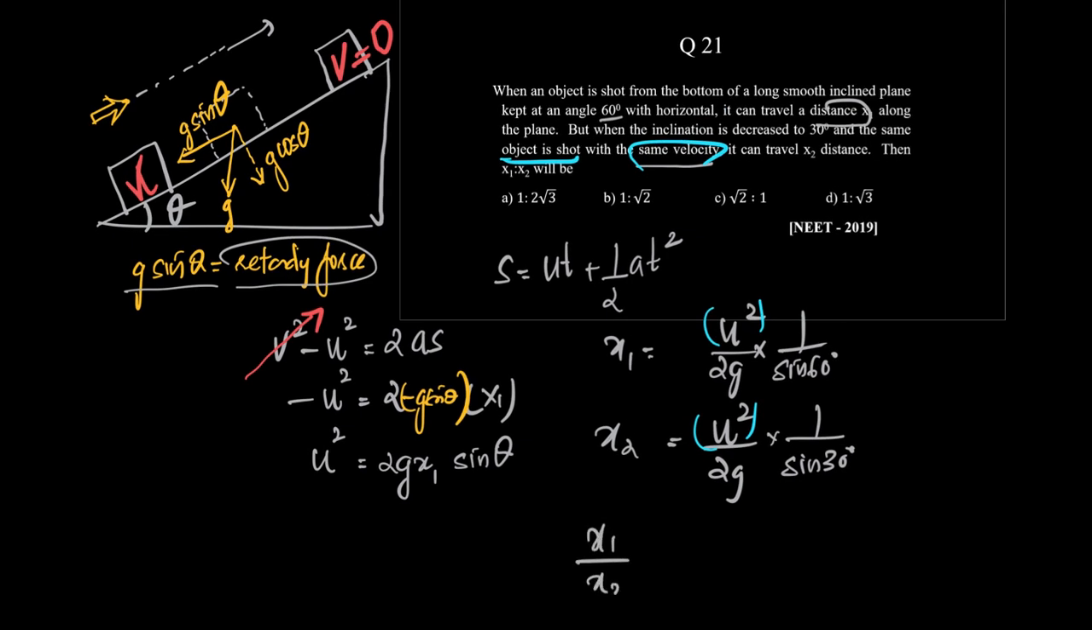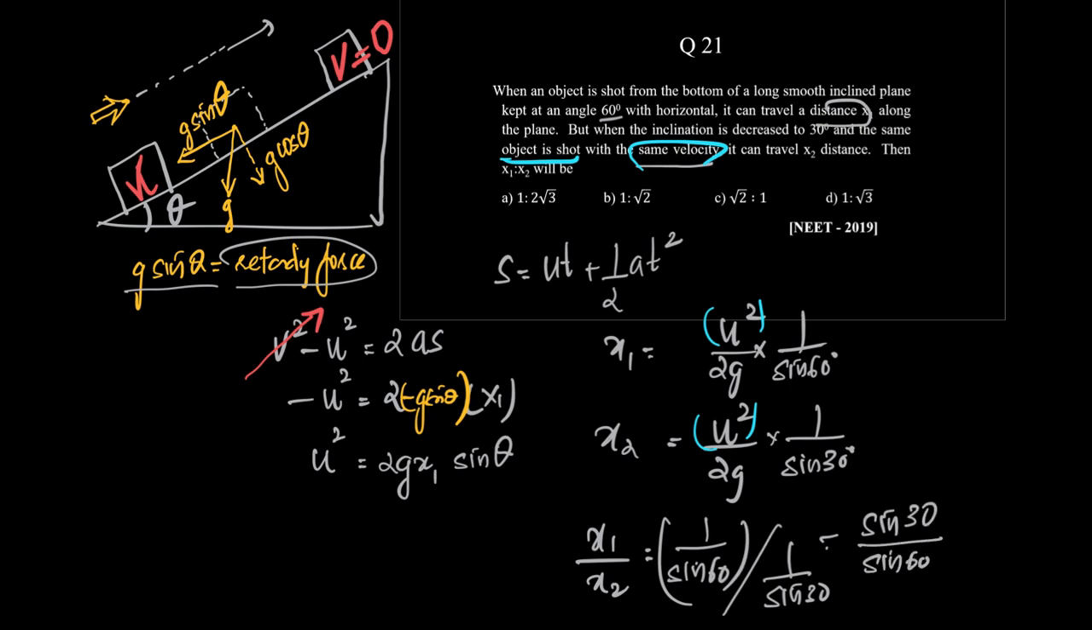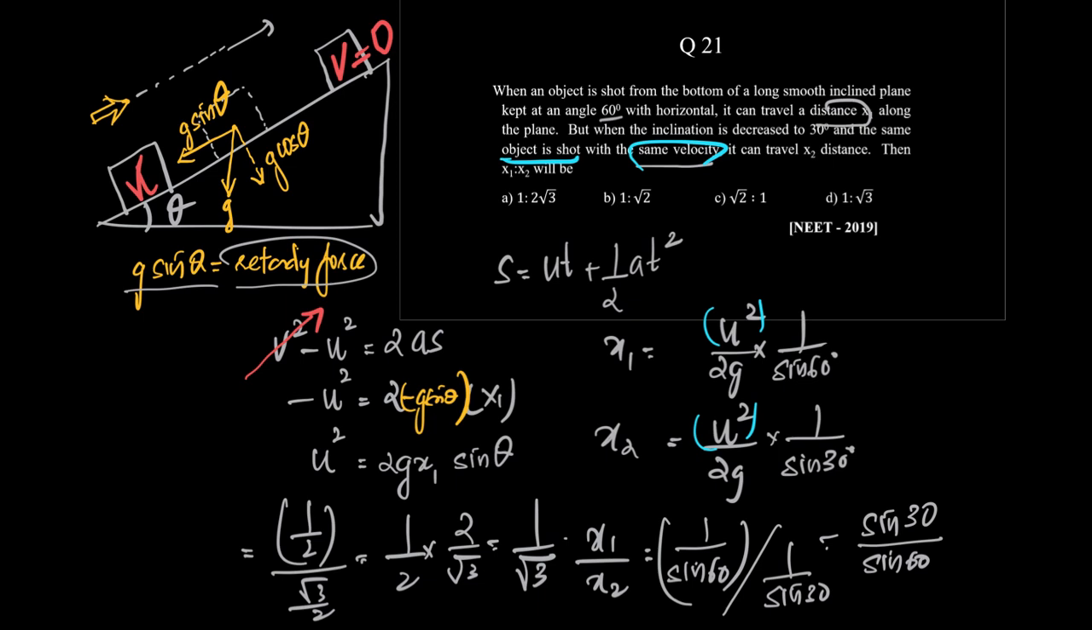So we get x1 by x2 is equal to, to be more precise, 1 by sin 60 the whole upon 1 by sin 30, which is equal to sin 30 by sin 60, which is 1 by 2 over root 3 by 2, which is 1 by 2 into 2 by root 3, which is 1 by root 3. So the correct option here is option D.